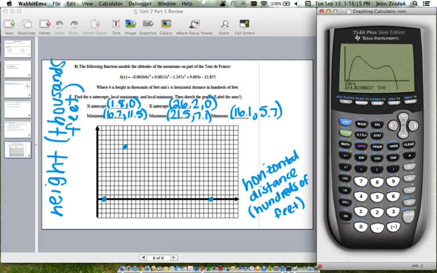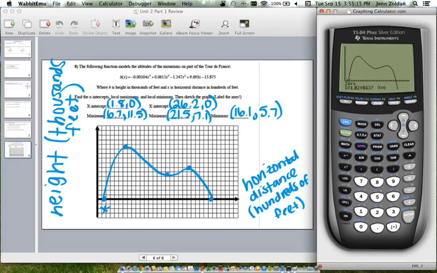And then 21.5 with 7.1. So 2, 4, 6, 8, 10, 12, 14, 16, 18, 20, 21.5, 7.1, 1, 2, 3, 4, 5, 6, 7. So about right there. And then the minimum's at 16.1 and 5.7. So 2, 4, 6, 8, 10, 12, 14, 16, 5.7. 1, 2, 3, 4, 5.7. So about right there. And then we can just connect the dots and make your curve. Let's go ahead and label it.